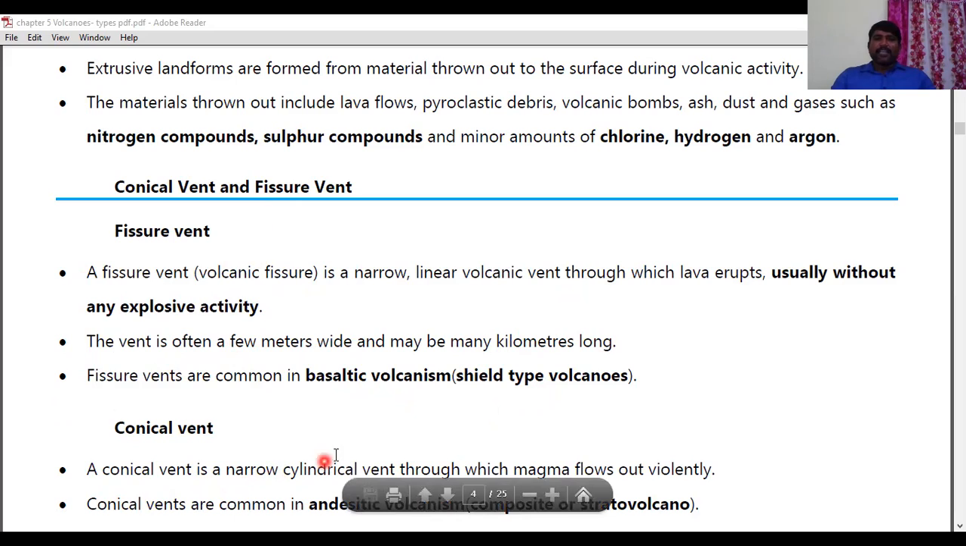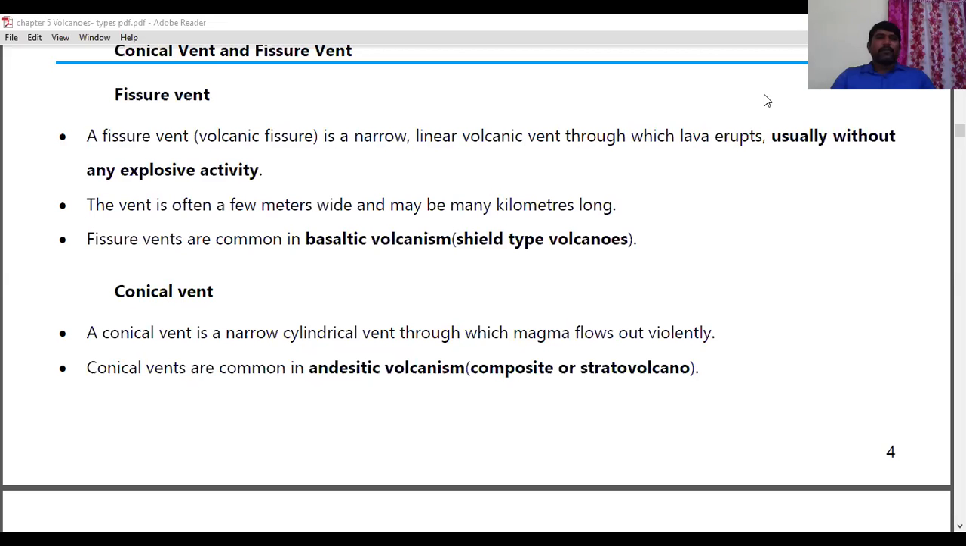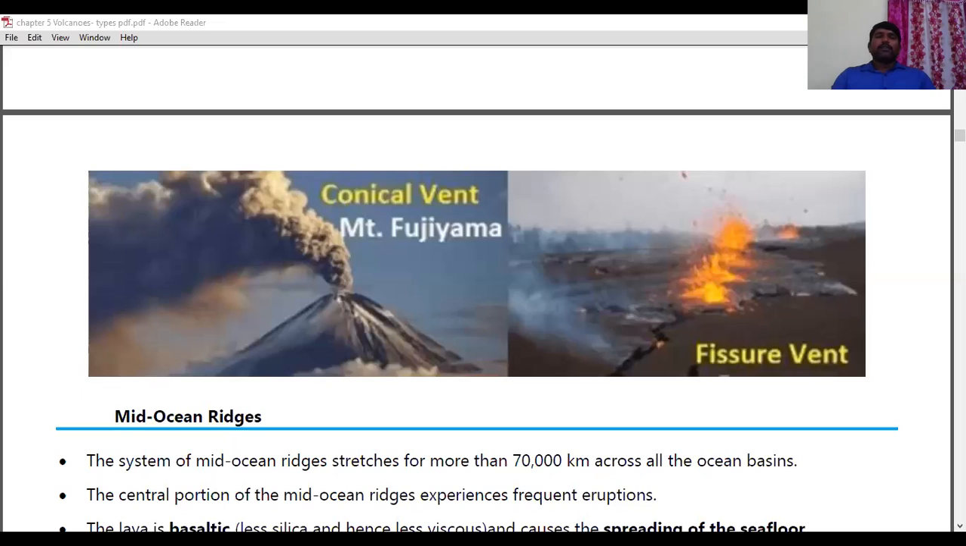Conical vent is a narrow cylindrical vent from which the magma flows onto the surface violently. The conical vents are common in andesitic volcanism, that is composite or strato type of volcanoes. The picture on the screen, the left one, discloses about the conical vent. For example, Mount Fujiyama is the best example, and the right is the fissure vent from which the lava is erupting.